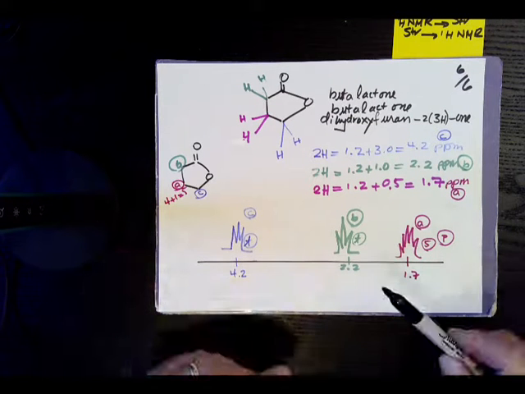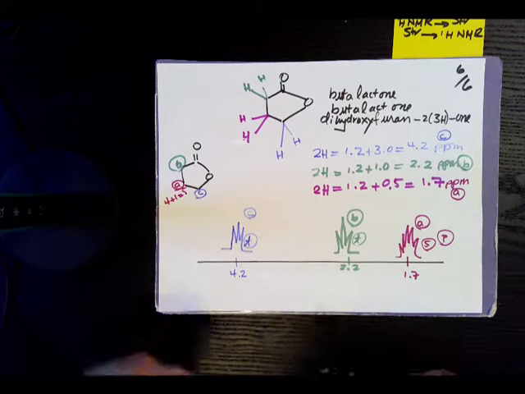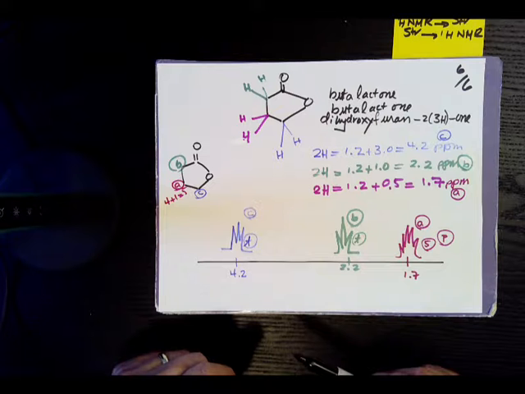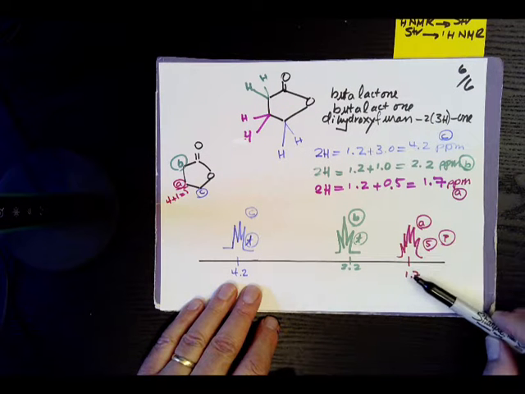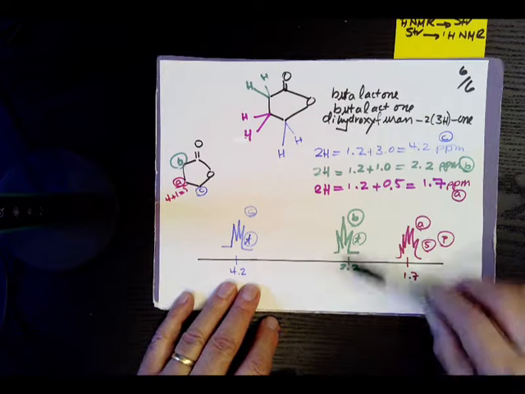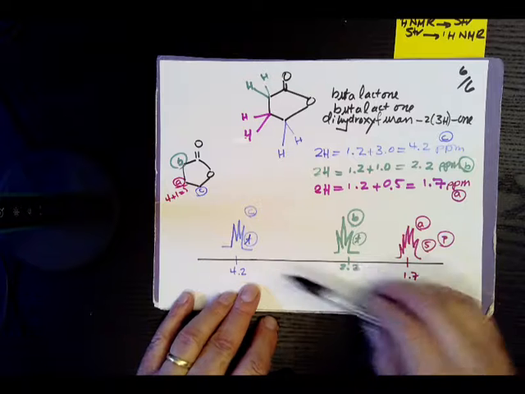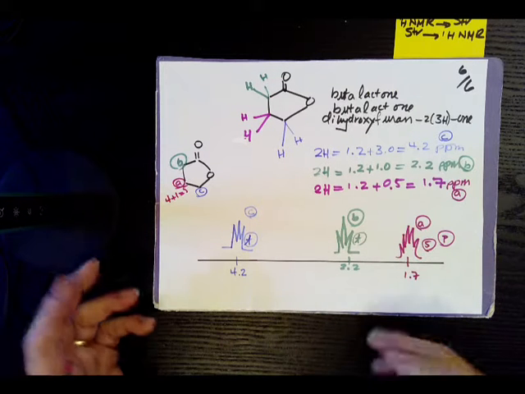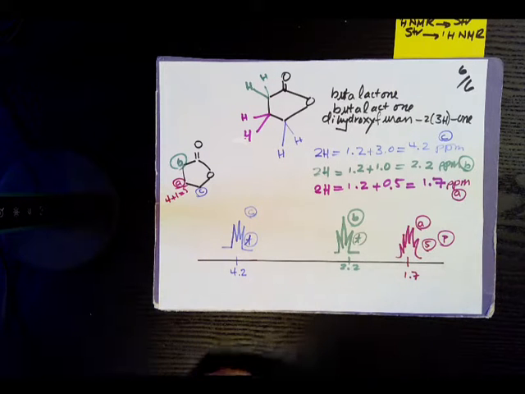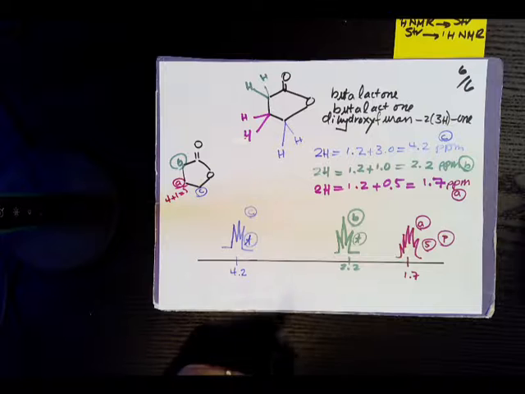Then I went back through that. You can just start from A to B to C. So A would be a pentet at 1.7. Then we have B at 2.2 and C at 4.2. Very close to what the actual NMR was. And you need to practice more.